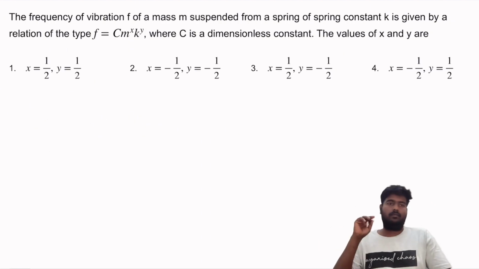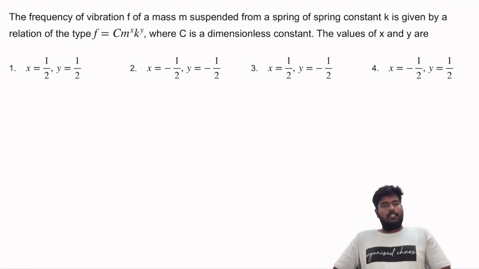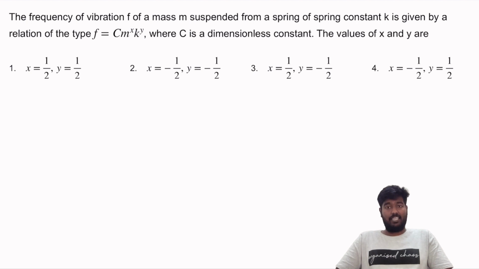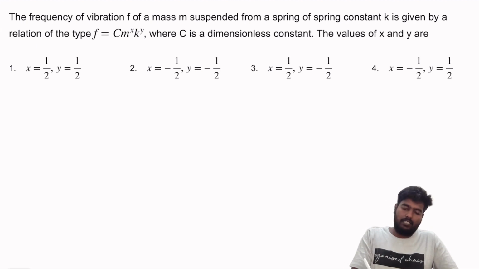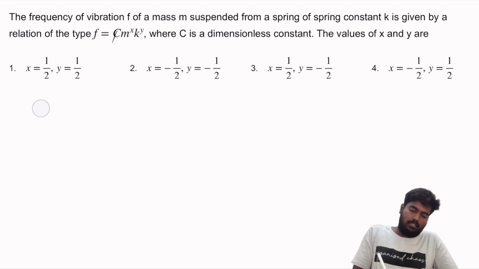The frequency of vibration f of a mass m suspended from a spring of spring constant k is given by a relation of the type f equal to c m power x k power y, where c is a dimensionless constant. The values of x and y are... Okay, c is a dimensionless constant, let's omit c. So the frequency dimension should match, and the spring constant's dimension.